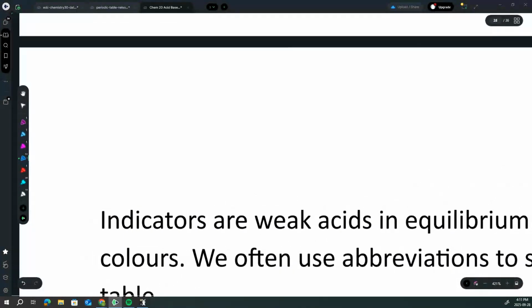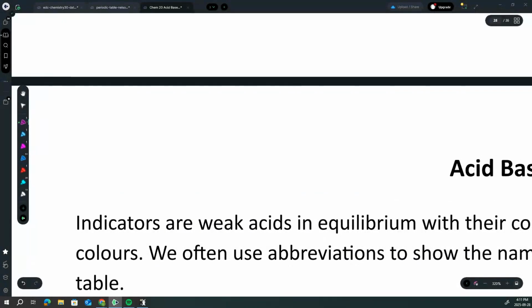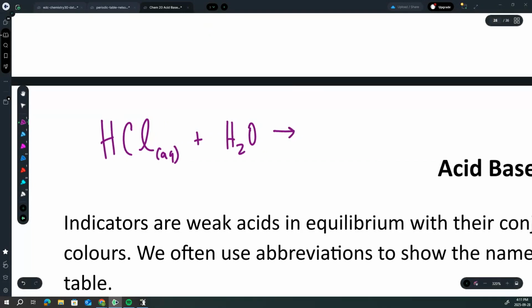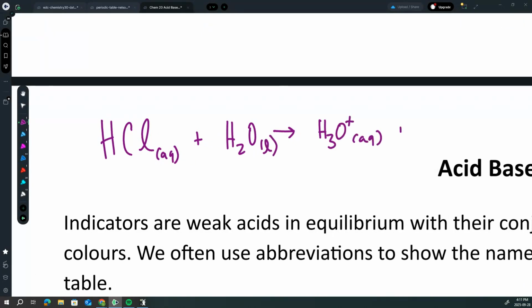away, right? So, for example, let's say HCl, or hydrochloric acid, reacting with water, and that would give us hydronium and chloride ions. So this would be our acid, and then our conjugate base to this acid would be chloride, because it is like hydrochloric acid just with one less hydrogen.